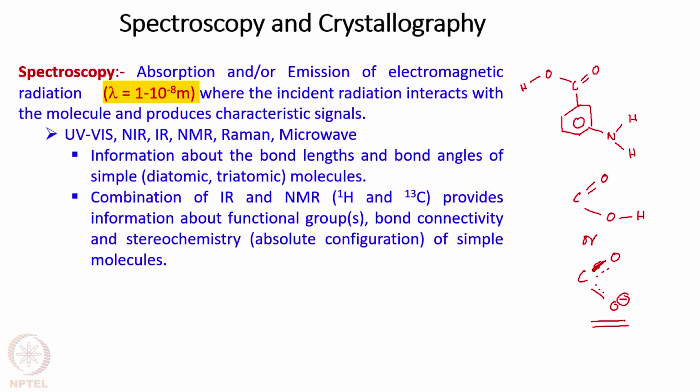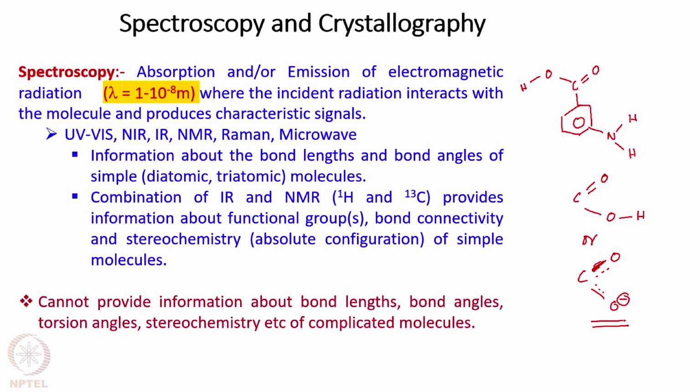Combination of IR and NMR spectrum provides information about the functional groups that are present in the compound. It gives the bond connectivity, and sometimes we can derive the absolute configuration, that is the stereochemistry of very simple molecules. But in case the molecule has multiple chiral centers, it becomes difficult to establish the absolute configuration of all those chiral centers that are present in the molecule.